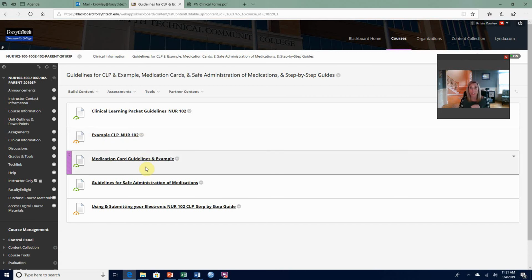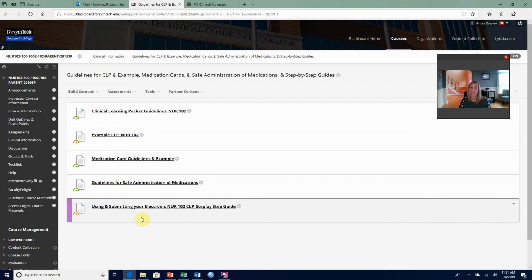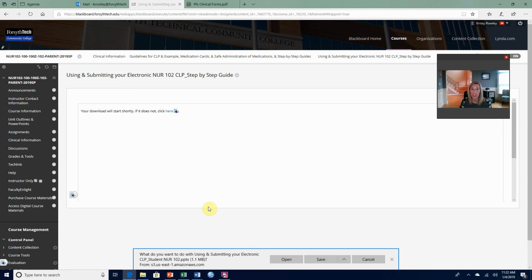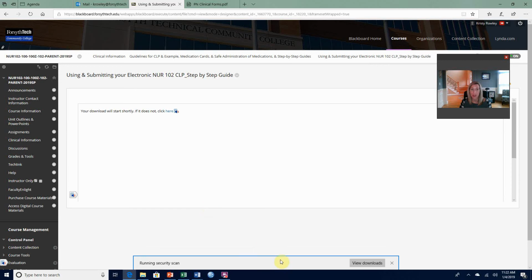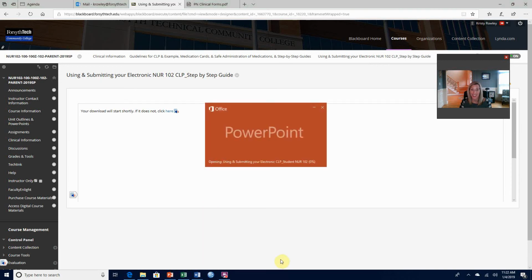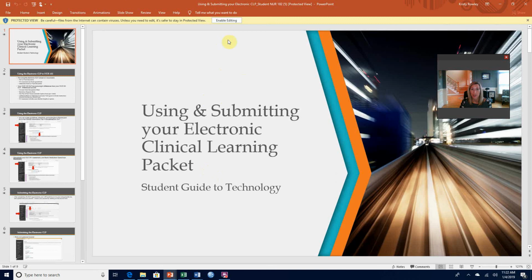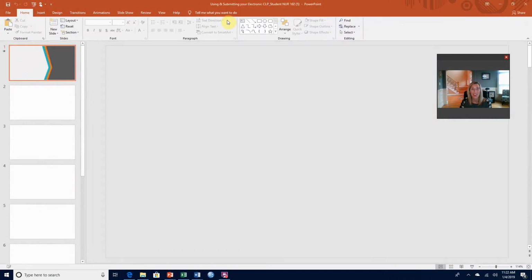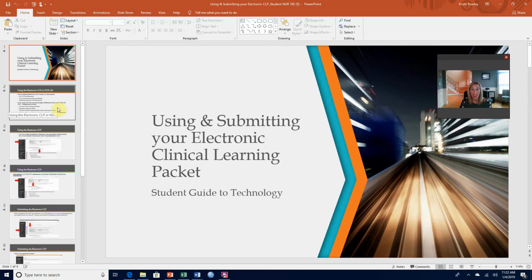Medication card guidelines, again, those are written instructions and guidelines for them to follow for their medication cards. Also an example. There's guidelines for safe administration, and a step-by-step guide for using and submitting your electronic CLP. And I want to open this up just so you can see what it looks like. Like I said, this is right at your fingertips too, right on the blackboard. But I do want to show you what they see.